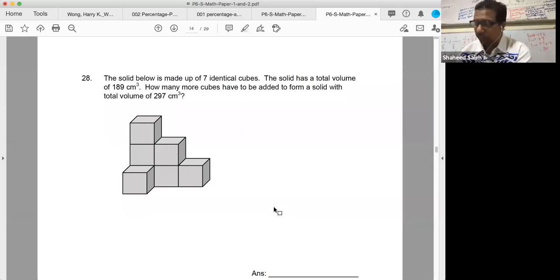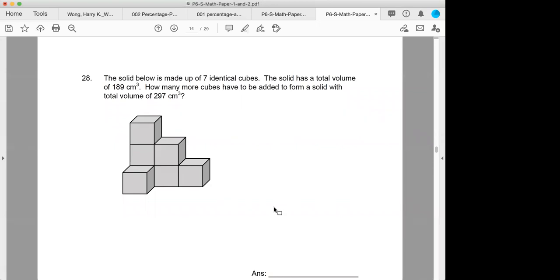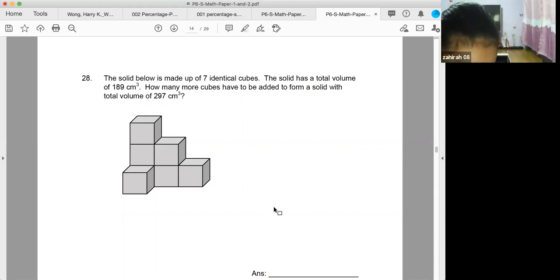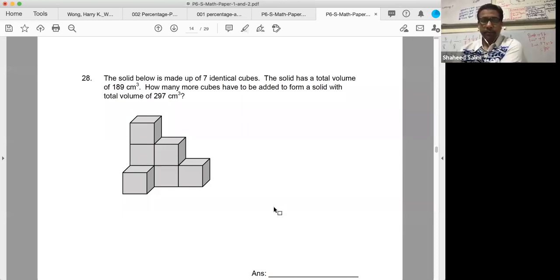What is 1 cube? Must we find 1 cube? Yes, you must find 1 cube. What is it? Times 7, 56, miss. Is 1 cube 27? Let us see. Do you divide it by 7? Yes, 1 cube is 27. Congratulations.